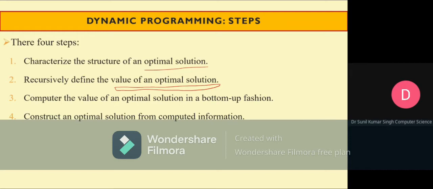And then compute the value of an optimal solution in bottom up fashion. Bottom up fashion means, if this is the problem, maybe it will be broken into several subproblems, and we start from here. After computing these solutions, then we'll find these two, and then maybe with the help of these two we'll be finding this one. So this is the bottom up fashion. That means we'll begin from here.